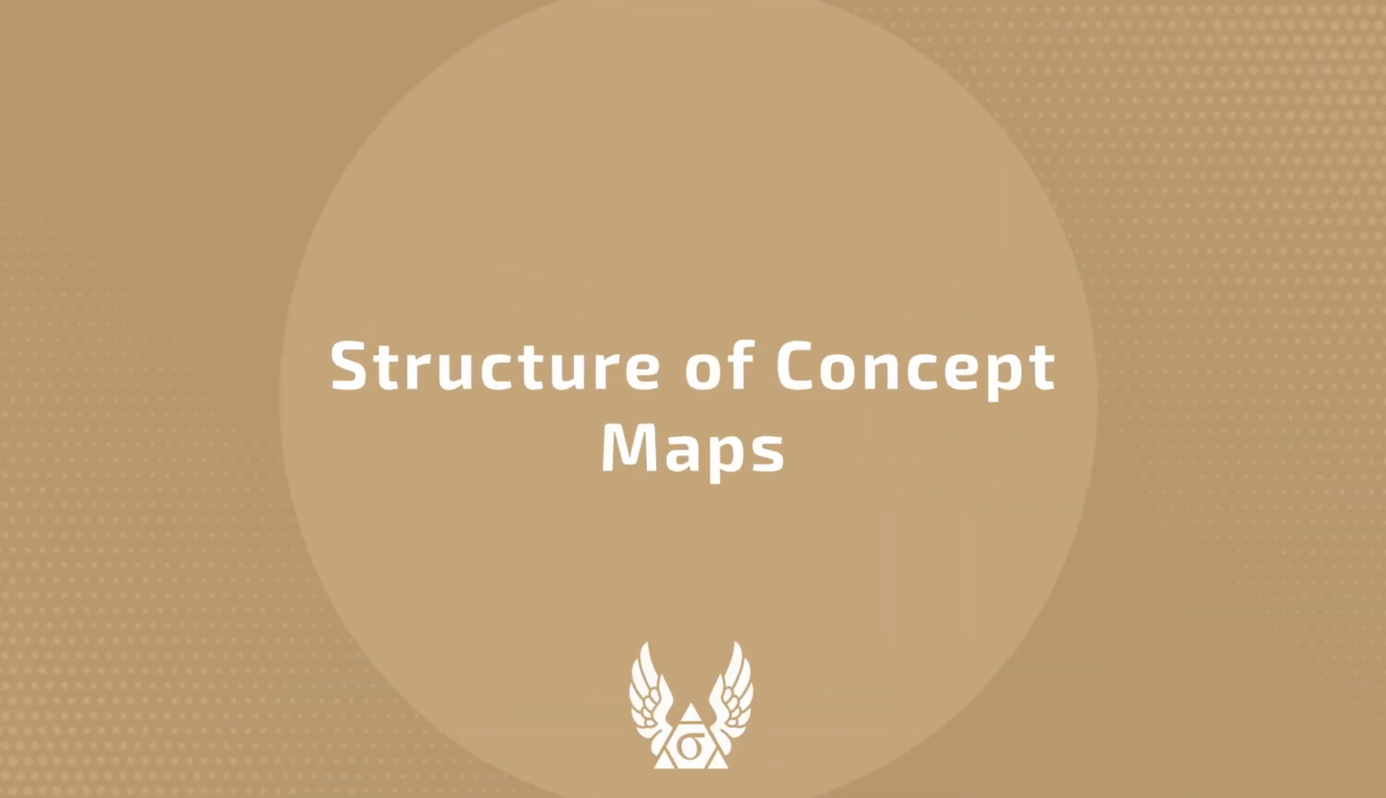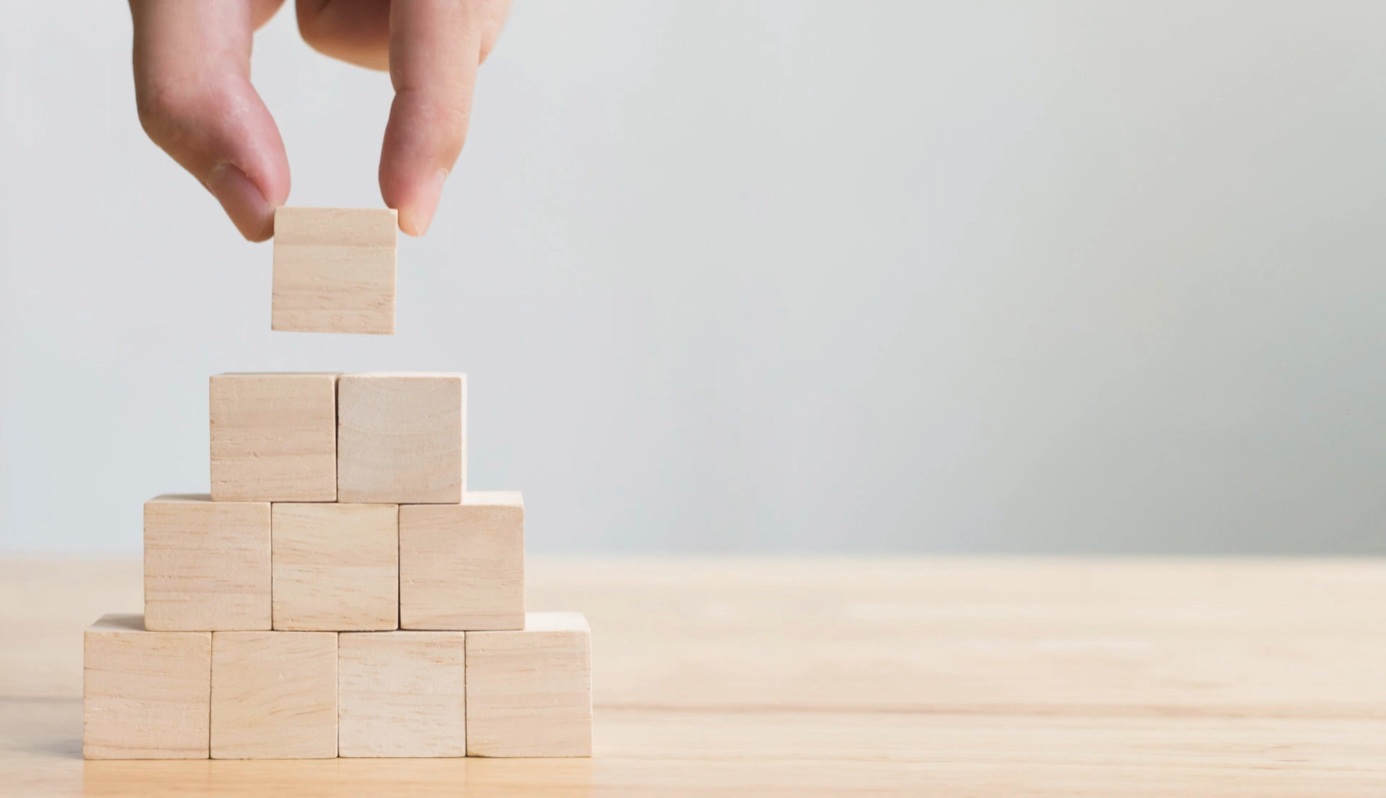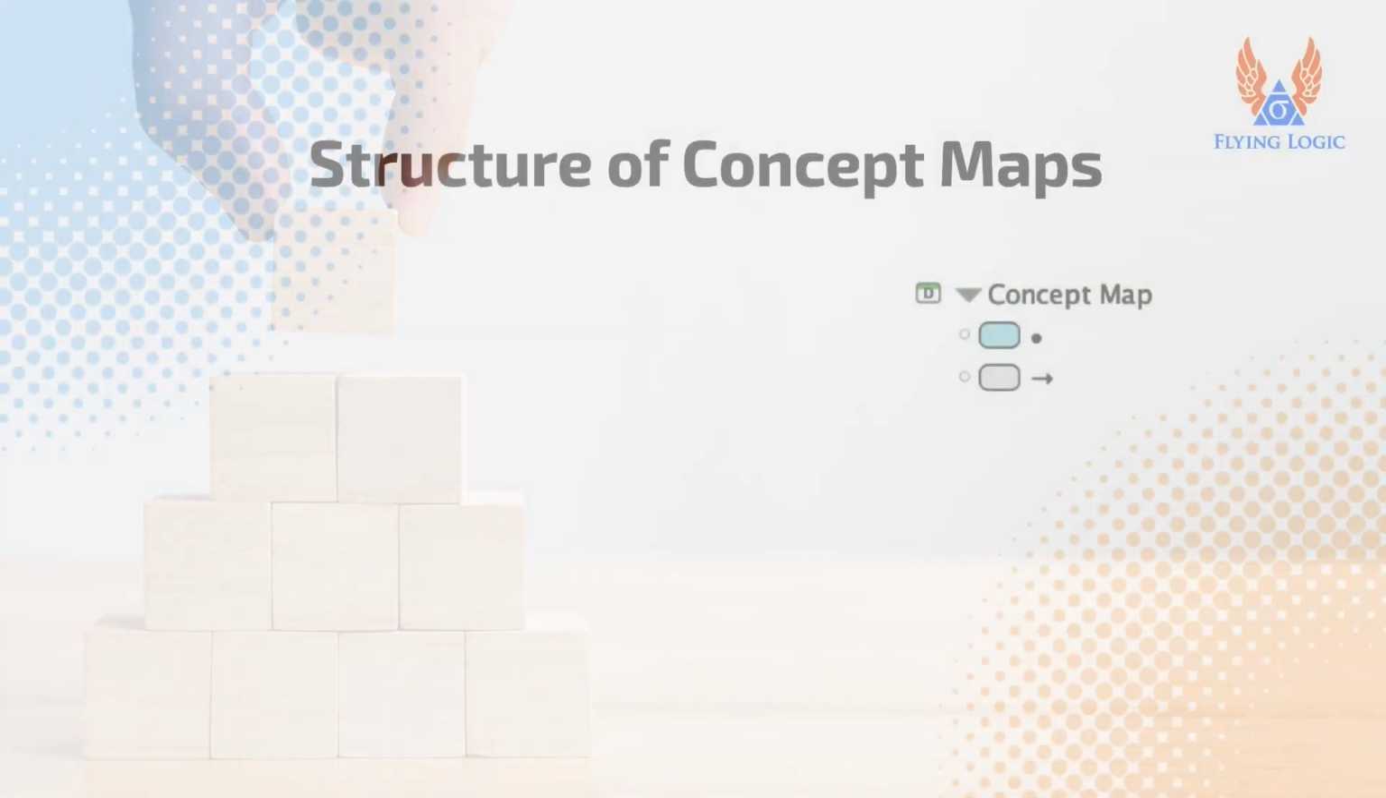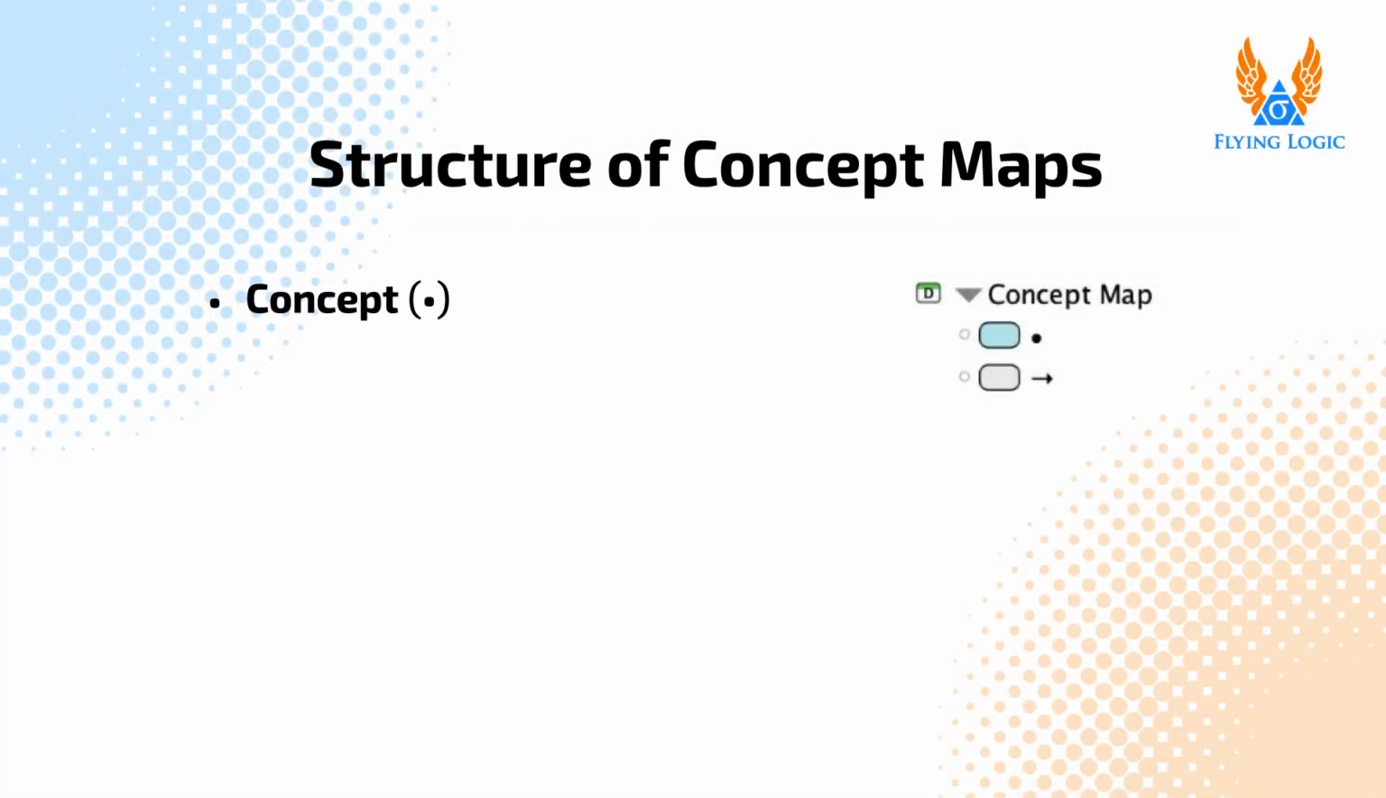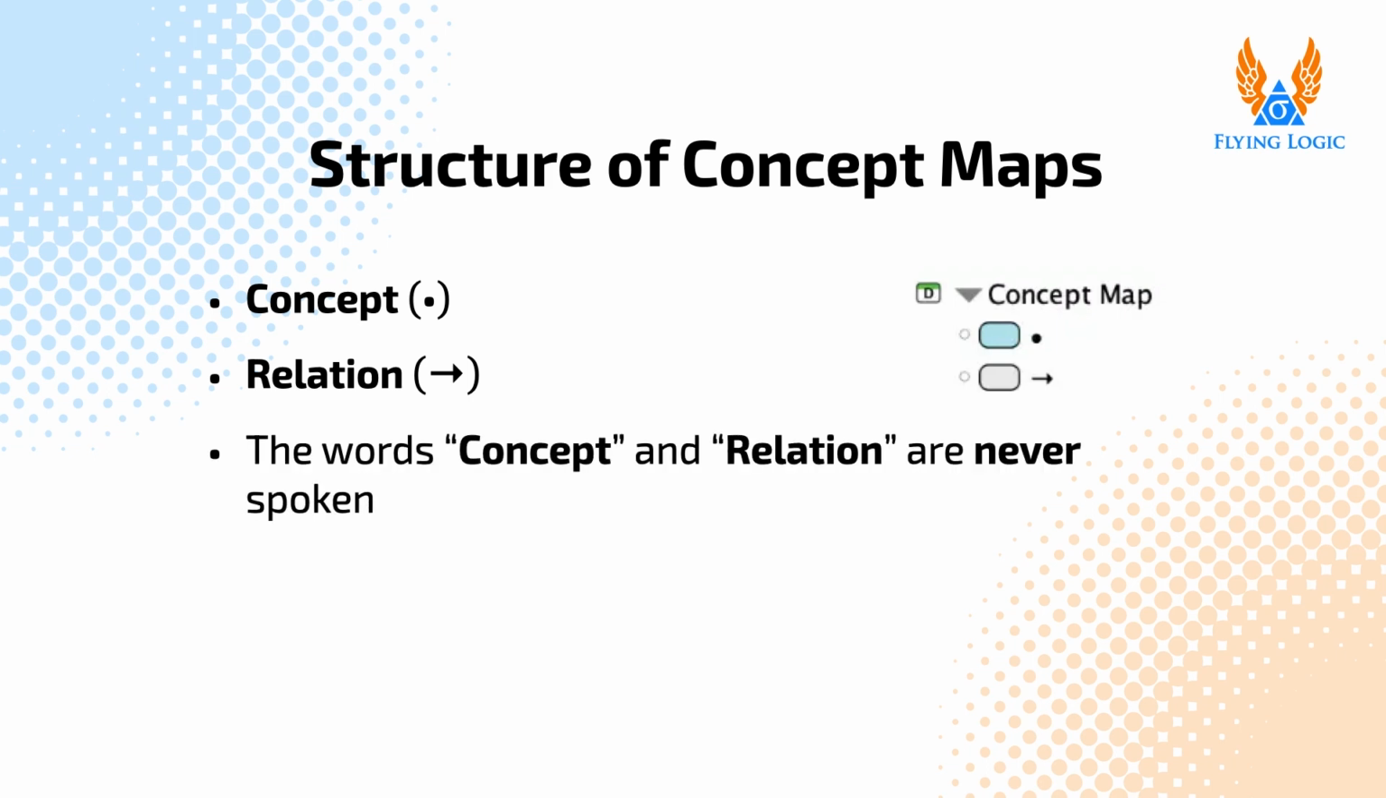Structure of concept maps. Concept maps use two entity classes: concept, indicated by a dot, and relation, indicated by an arrow. Symbols were used for the entity class names instead of the words because concept maps are read entirely from their entity titles, and the words concept and relation are never spoken.